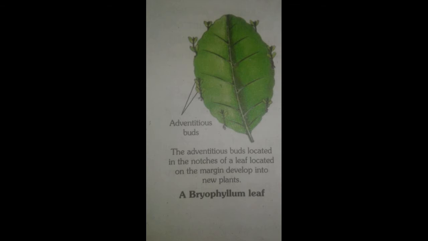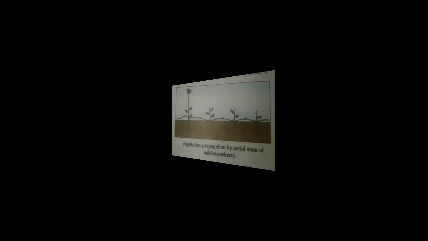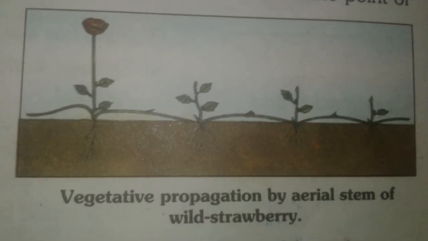And now the time comes for vegetative propagation by aerial stem. In certain plants, a slender branch originates from the base of the stem, grows and bends to touch the soil. It develops buds and roots at that point of contact with the soil. The bud develops into a new plant. The wild strawberry propagates by this method. In doob, which means grass, the stems grow along the soil, forming roots at certain intervals and giving rise to new plants.